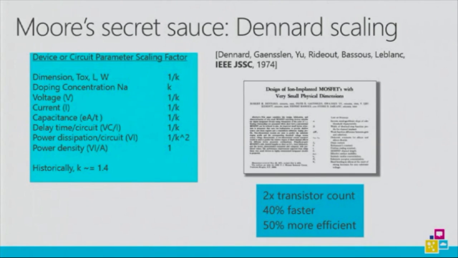Number one is that you keep the strength of the electric field across the gate insulator constant. So that's the constant that he drove to keep things going. And you'll see down at the bottom there that power density stays at 1. So you shrink transistors, you pack double the number of transistors into an area, and power density stays the same, even though you're driving those circuits a lot faster. So it's almost like magic.